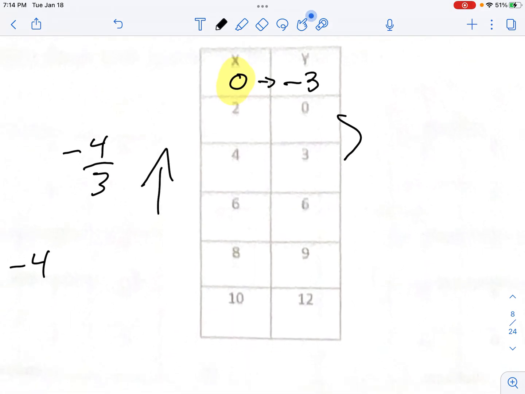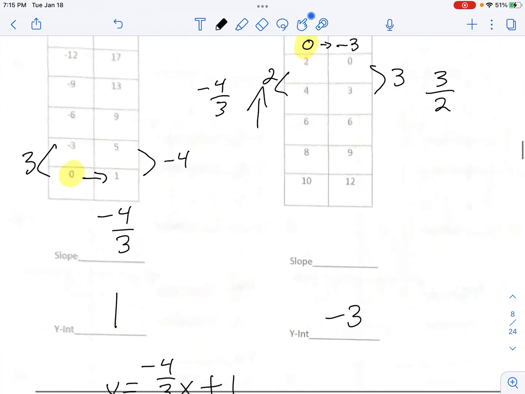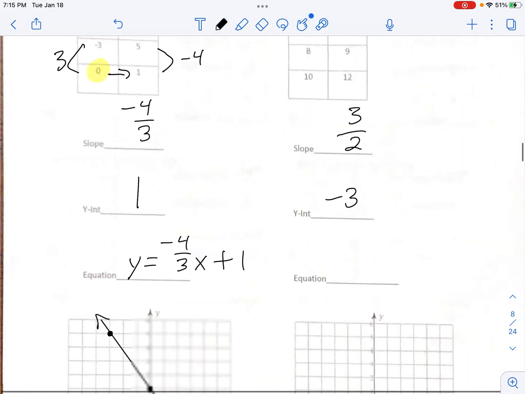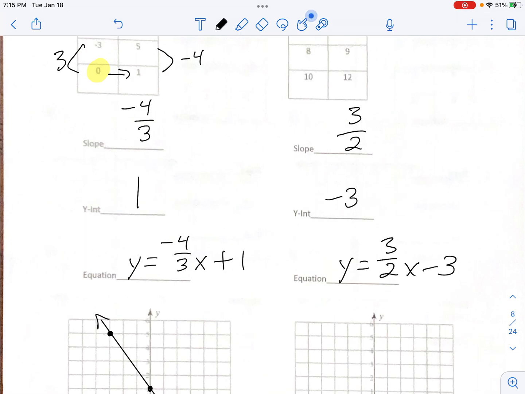Now, again, we'll pick 2 points and then do the slope. So for the y, 0 to 3 is up 3. For the x, 2 to 4 is up 2. So it's y over x. So that would be my slope, 3 over 2. And then now I can write the equation. Y equals 3 over 2x minus 3.